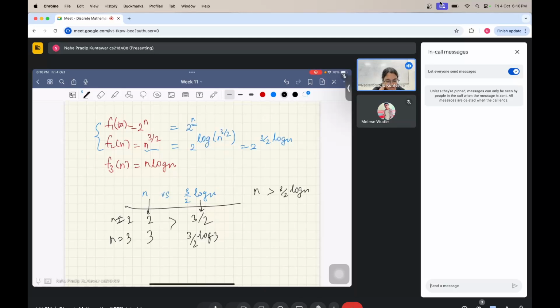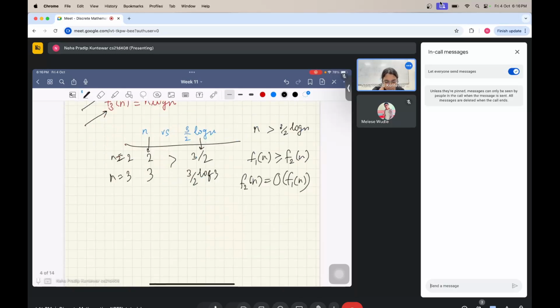and therefore what you can say is f1 of n is asymptotically greater than f2 of n, or what you can say is f2 of n is order f1 of n. So that tells you the comparison between f1 and f2. Now you want to compare between f2 and f3.